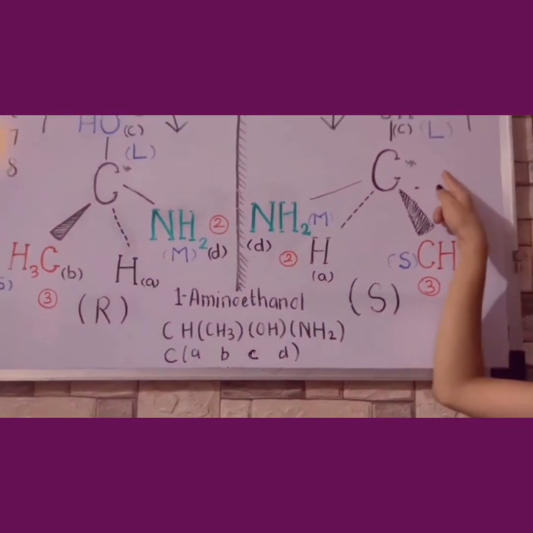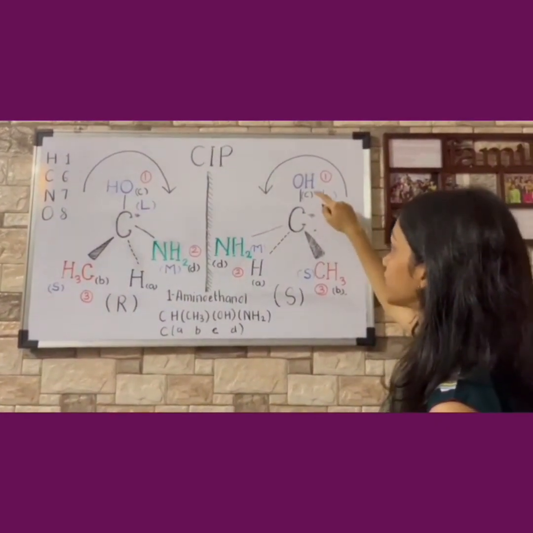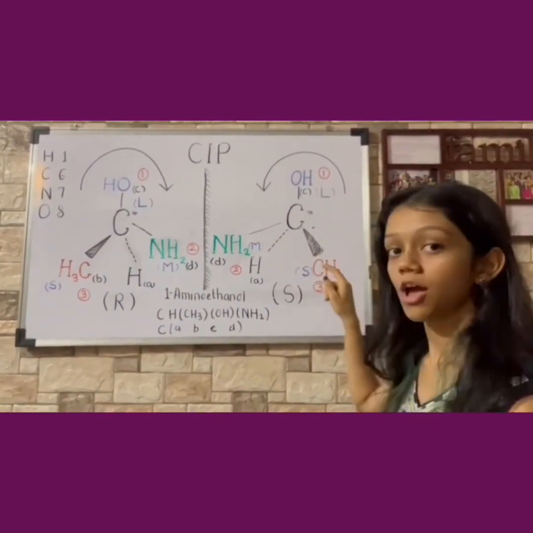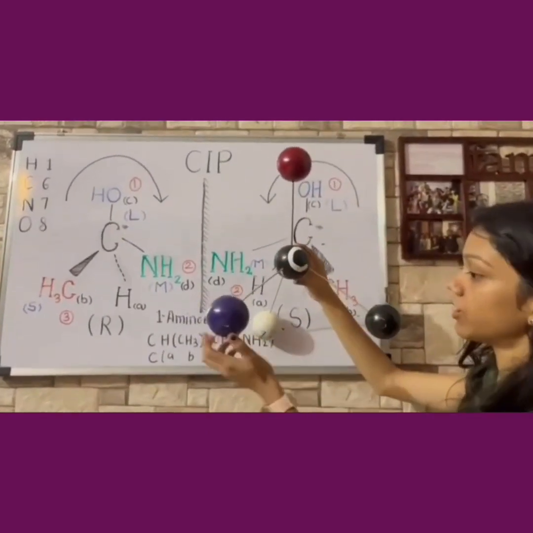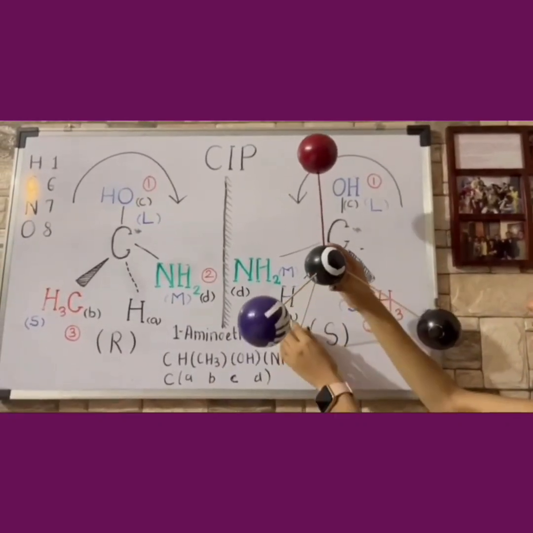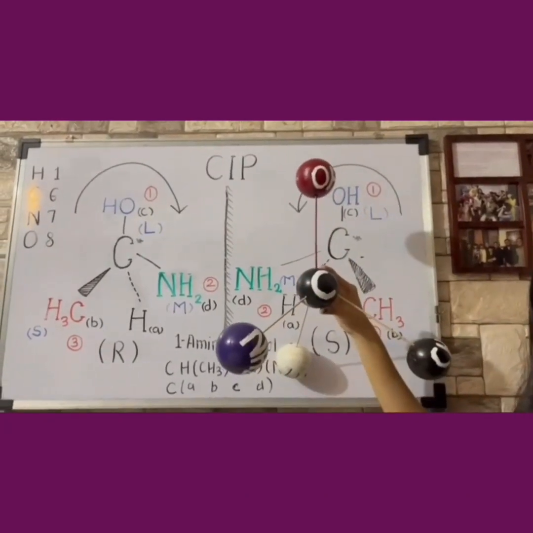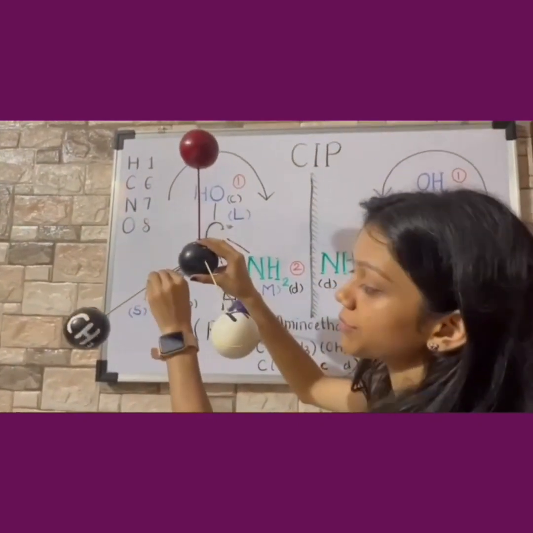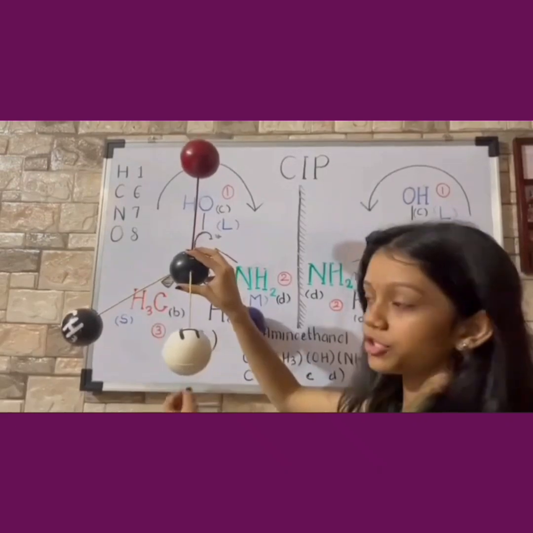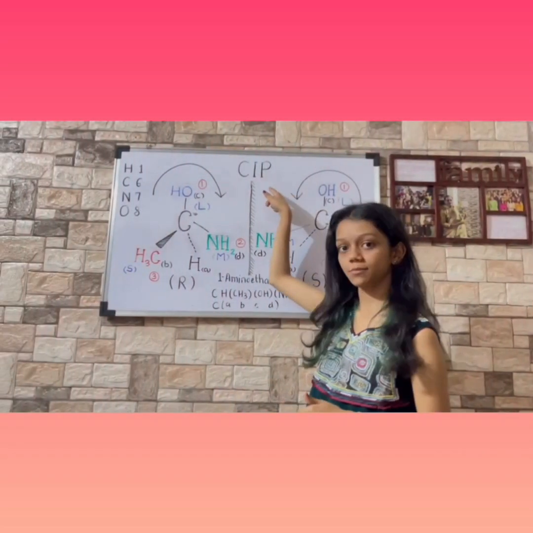Moving on to the structure of the compound. Here, the carbon is attached to OH, NH2, H and CH3. For your clarity, this is the 3-dimensional structure of the compound. Here, this is the NH2, hydrogen, CH3 and OH. Moving on to the mirror image, since there is a change in its structure, this will be the CH3, hydrogen, NH2 and OH. We are now going to study R and S isomers in terms of the Cahn-Ingold-Prelog system, also abbreviated as CIP.